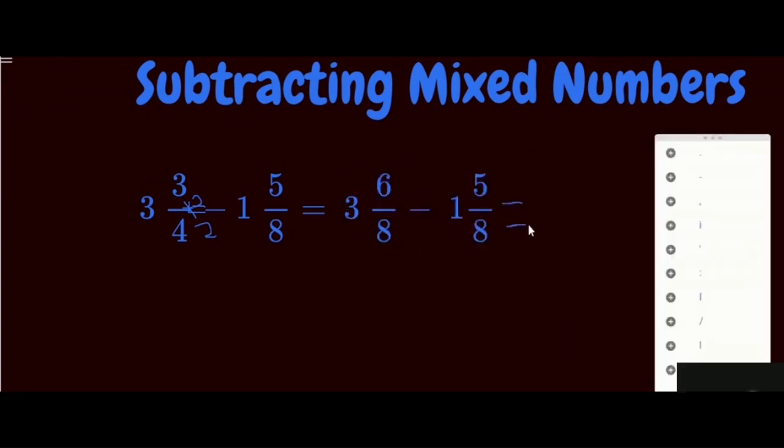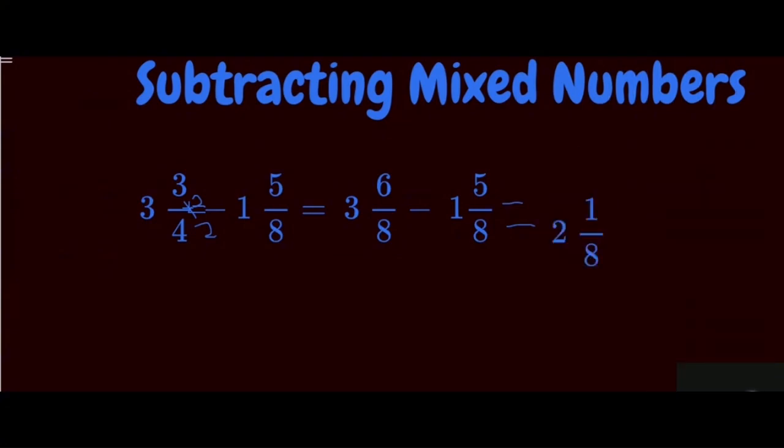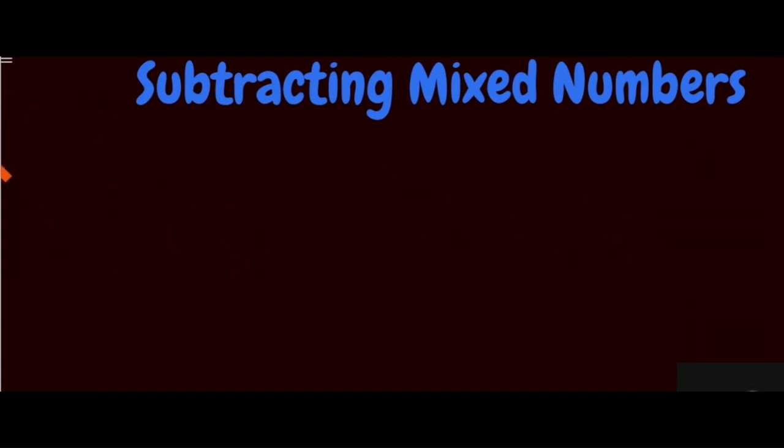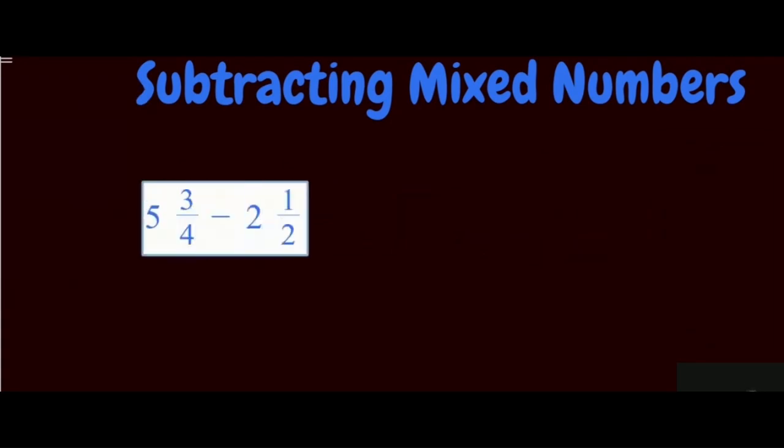That's going to give us 2 and 1/8. We're just going to keep the same denominator, subtract 6 minus 5, and subtract 3 minus 1, the whole number, and we're going to have 2 and 1/8. All right. So our last problem will be 5 and 3/4 minus 2 and 1/2.